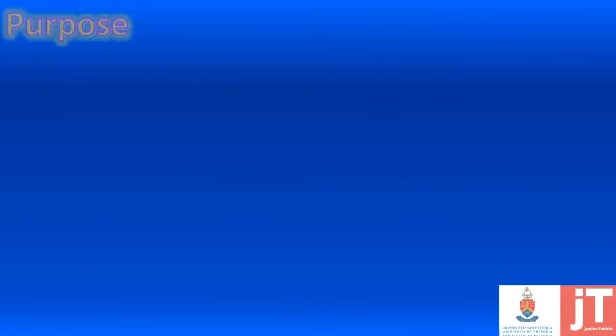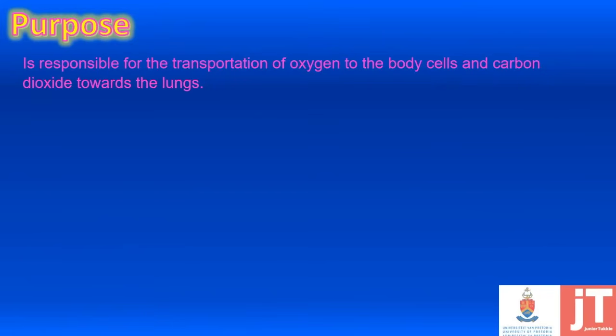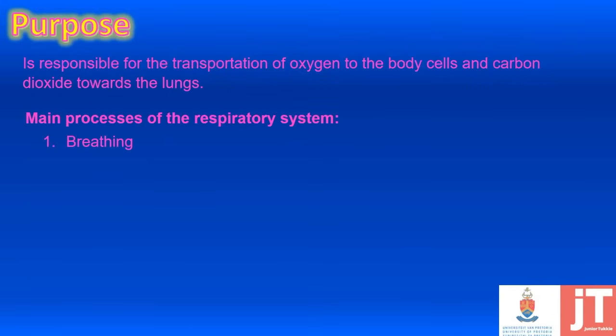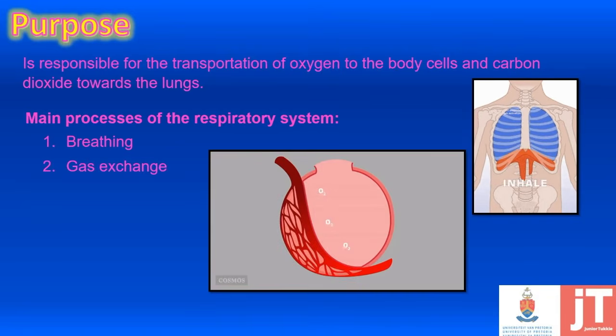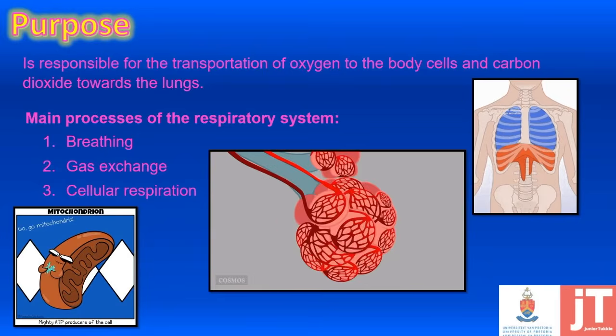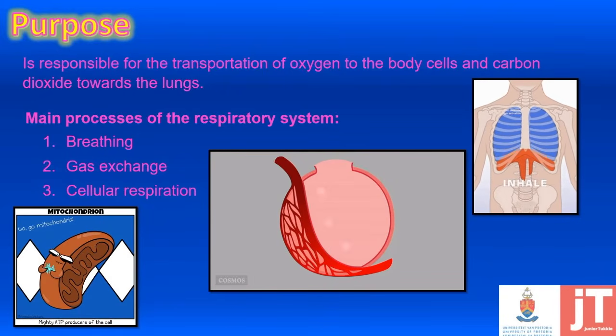What is the main purpose of the breathing system? It's responsible for transporting oxygen to every single body cell, and in return, it transports carbon dioxide towards the lungs. So let's have a look at the main processes of the respiratory system. We have breathing, gas exchange, and then lastly, we will have cellular respiration. We are going to have a look at these main processes as individual processes.